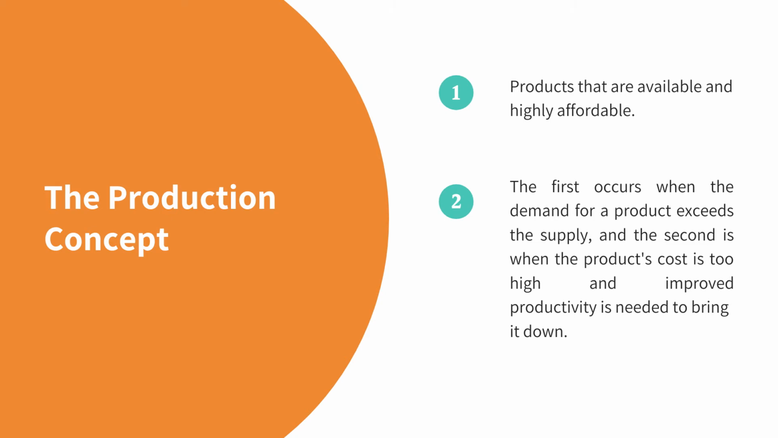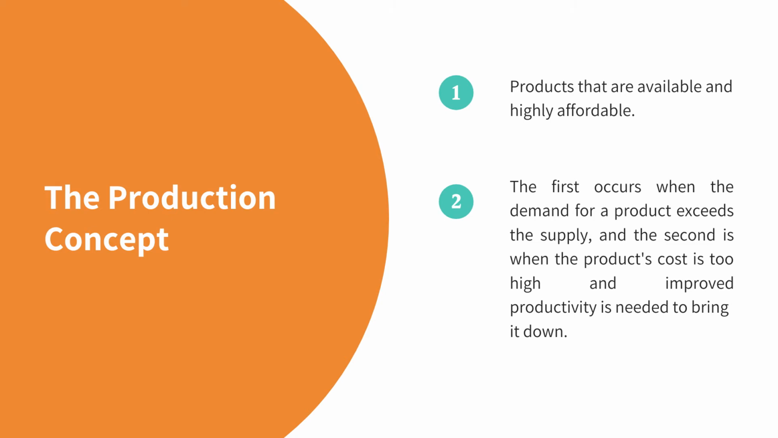The production concept is a useful philosophy in two types of situation. You ready? So, the first one occurs when the demand for a product exceeds the supply. Here, the management should look for ways to increase the production. The second situation happens when the product's cost is too high and improved productivity is needed to bring it down.